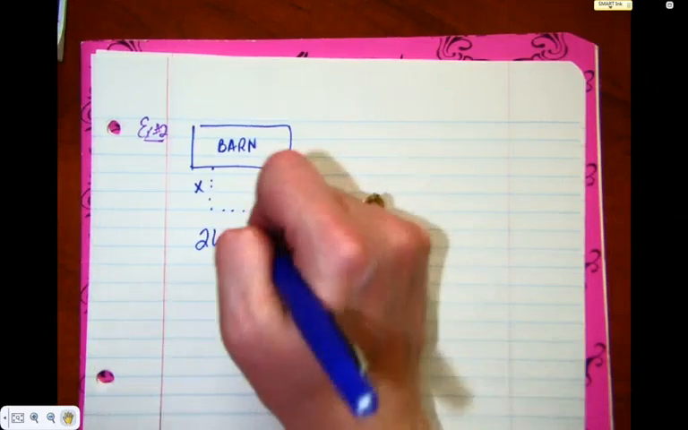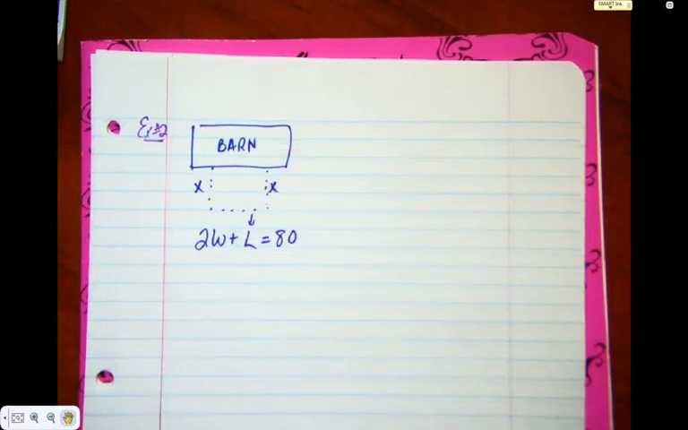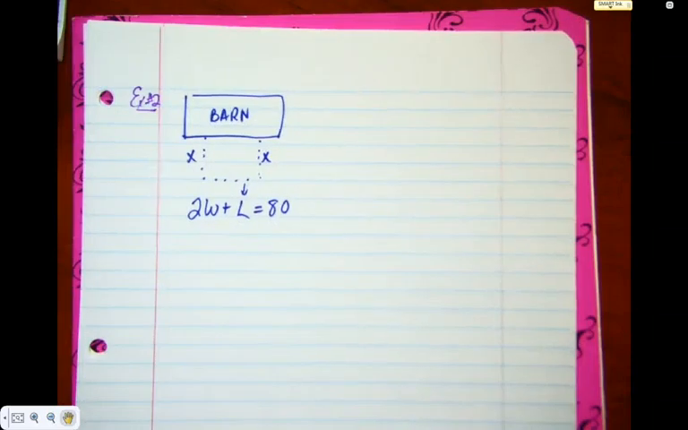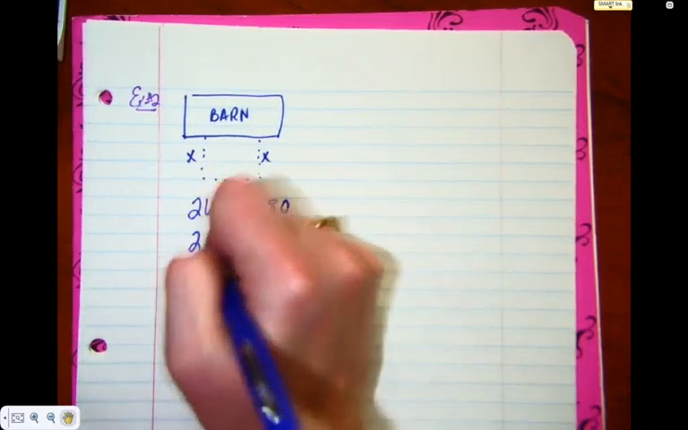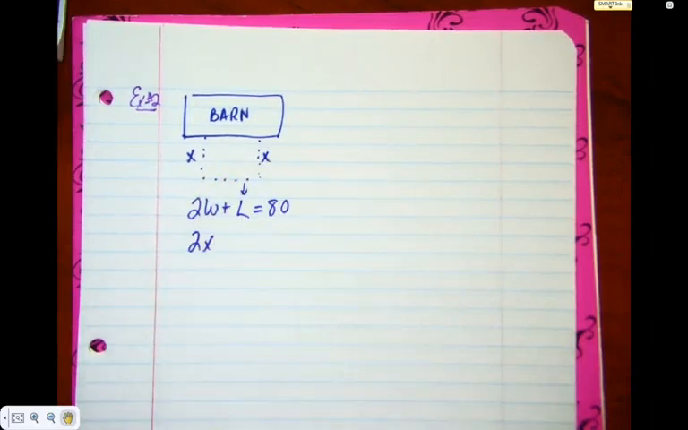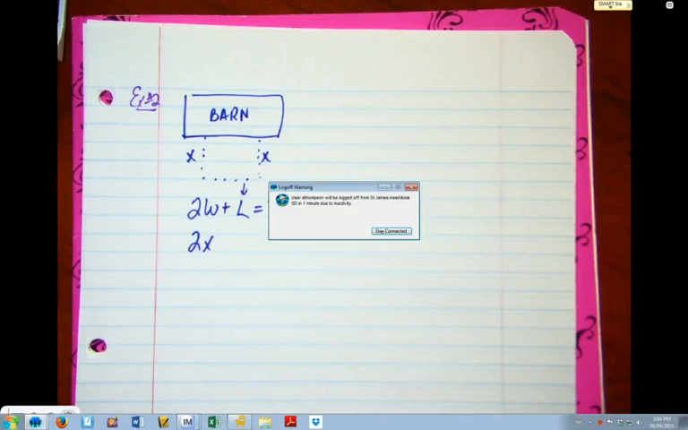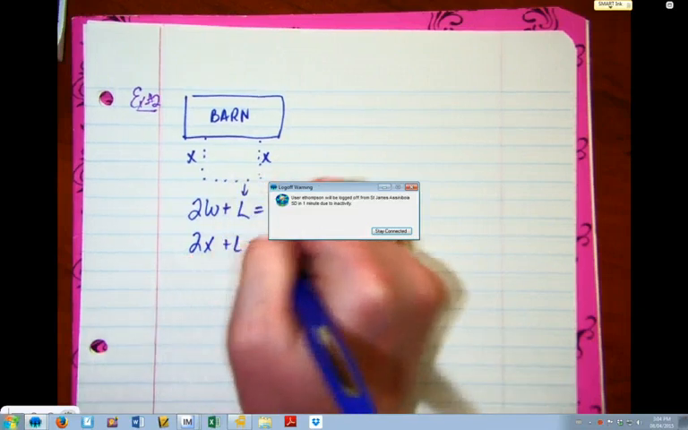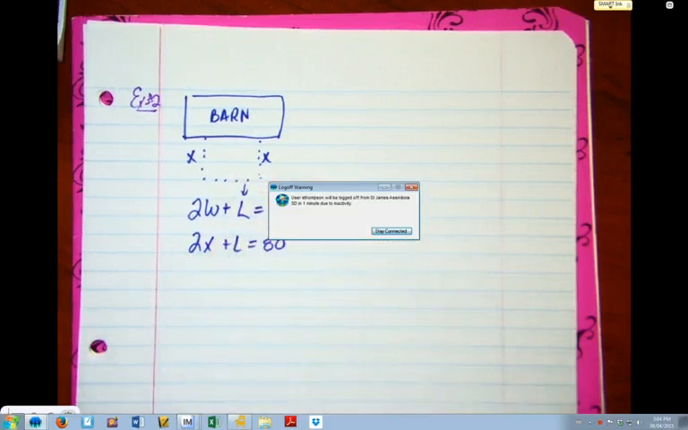We still want to isolate the length. We want to get it all by itself. So how do I get rid of 2w? Oh, sorry, I want to put in x first because I called it x. And if you want to leave it as w, you can leave it as w. It's just sometimes later on when we're trying to complete the square with w, it throws off some brains. That's why I use x. Now, how do we get rid of the 2x?